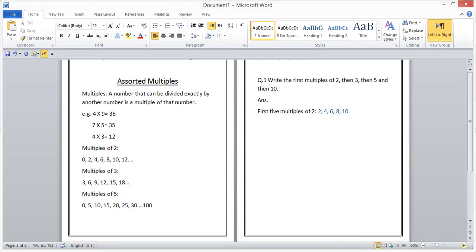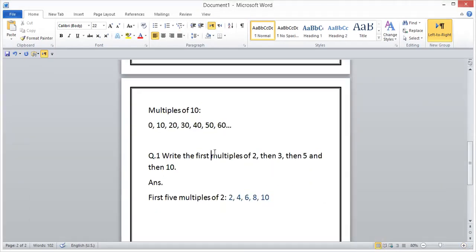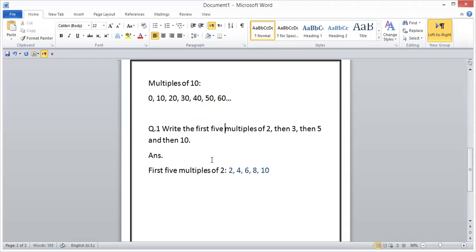Okay. Guys, now I'm going to zoom in. Write the first 5 multiples of 2, then 3, then 5, and then 10. So first 5 multiples of 2 are 2, 4, 6, 8, and 10. Clear? Yes, sir. Now, guys, you have to tell me first 5 multiples of 3.